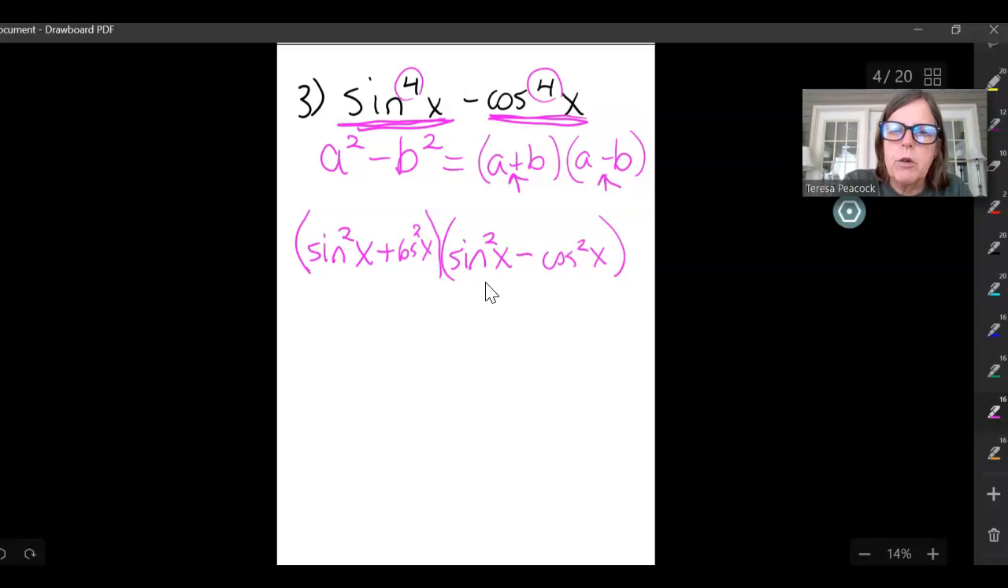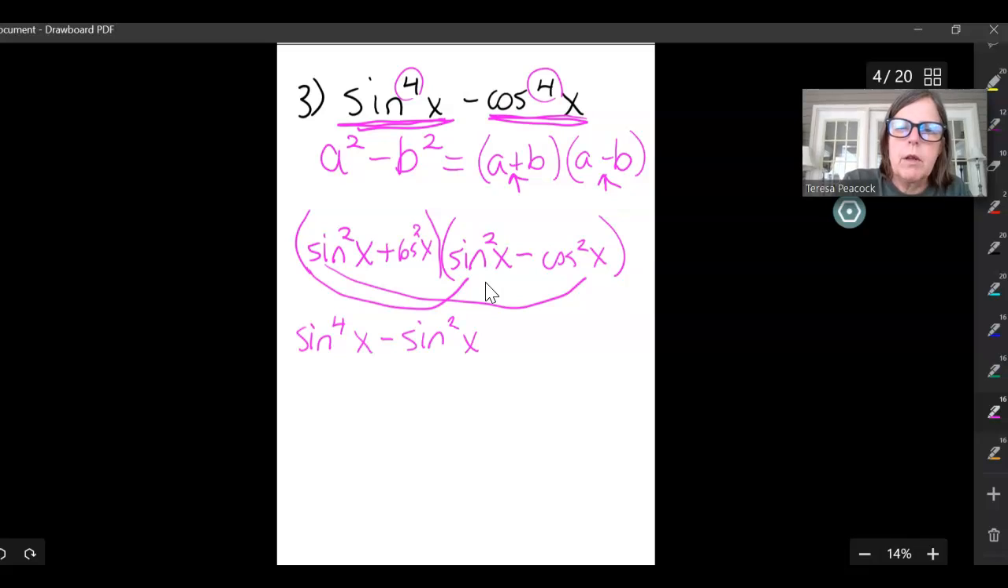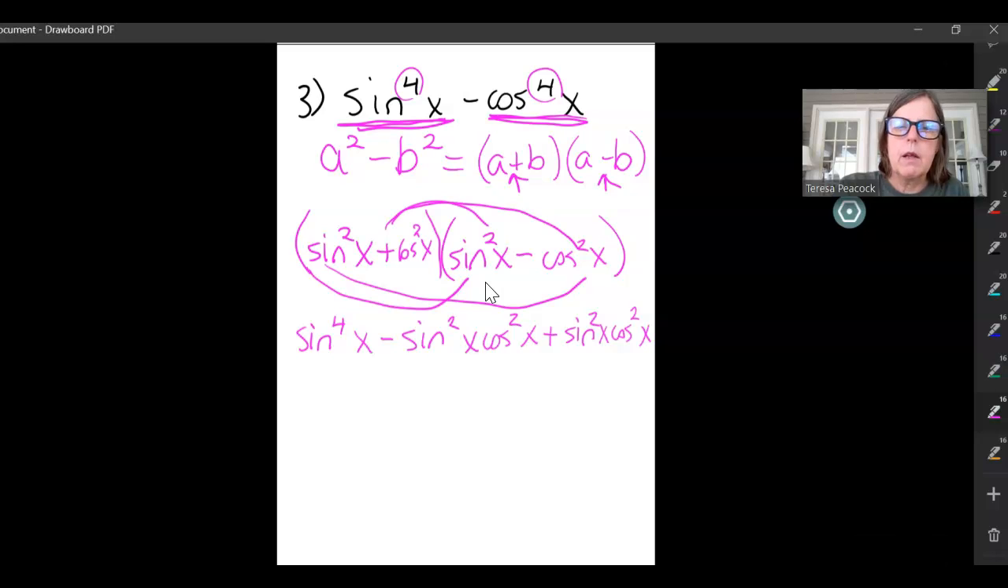Let's again remember we got to check ourselves. So this times this. When you multiply, you add your powers together. So a square and a square makes a fourth power. Sine squared times negative cosine squared gives me a negative sine squared x cosine squared x. Inside, I get cosine squared x times sine squared x, and they're both positive, and I can write that in any order I want to. So I'll put the sine squared x first times the cosine squared x. And then finally, the last terms, you have a positive times a negative, which gives me a negative, and adding the powers, because I'm multiplying, gives me a cosine to the fourth.